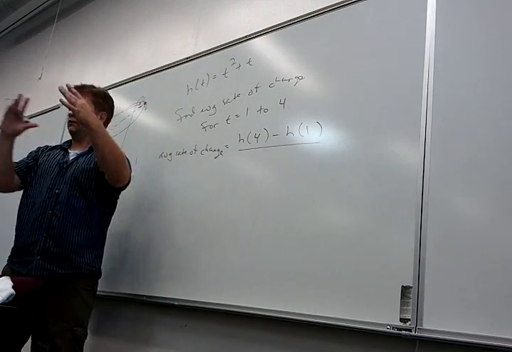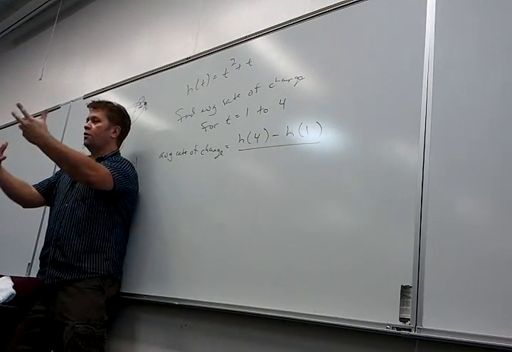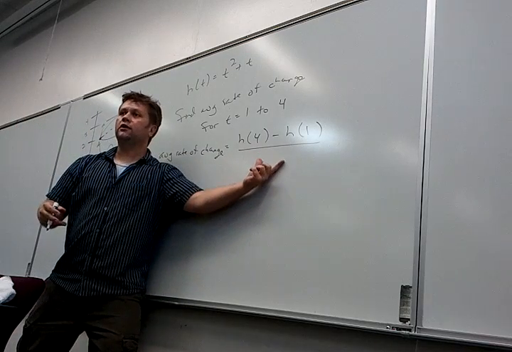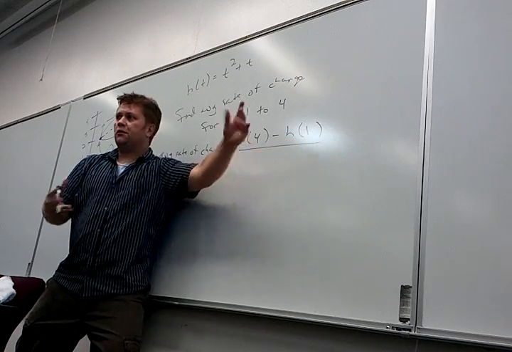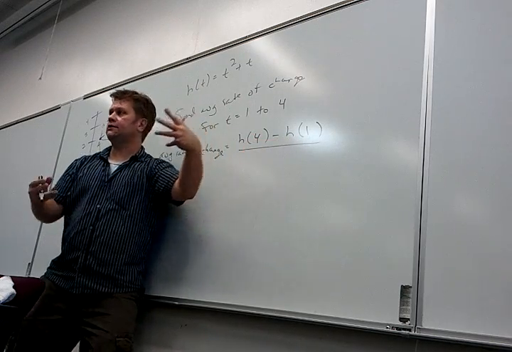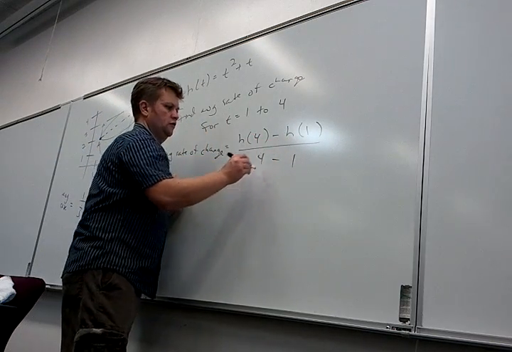That's the outputs, right? You with me? That's the outputs, the y values, divided by the inputs. And the really cool thing is, it's 4 minus 1. You can kind of see it there, right? Because what do the t's do? They go from 1 to 4.